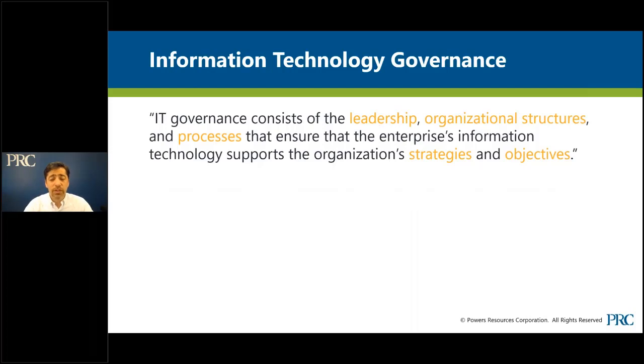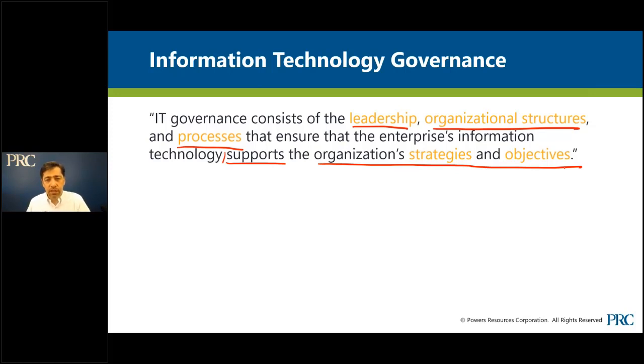So IT governance consists of leadership, organizational structures, and processes that ensure that the enterprise's information technology, and here's the keyword, supports the organization's strategies and objectives. So we want to make sure that everything we do in IT is directly contributing, directly supporting the achievement of the organization's objectives and strategies. So this is where IT governance falls in place. We want to make sure that this department or function or area called information technology, which used to be a peripheral activity, a side activity, is now an integral part of a business, and in some cases, the only part of a business.